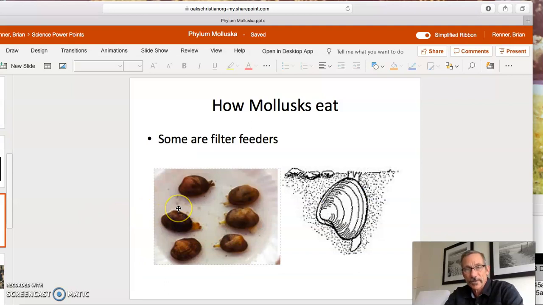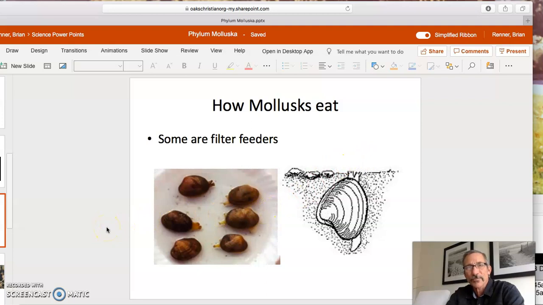Some are filter feeders. So if you think back on how a sponge filter feeds, these guys do it as well, but in a little bit different way. Here are some clams. They've got what's called an in-current and an ex-current siphon. So water goes in and they filter it through their body inside the shell. In doing that, they get oxygen, but they also pull out whatever is edible to them. And then the water goes out the ex-current siphon. So some are filter feeders.